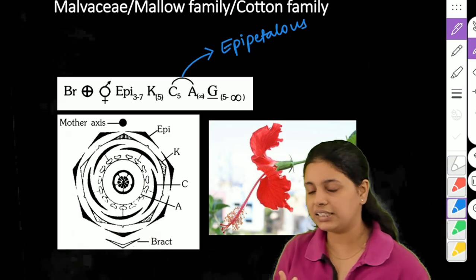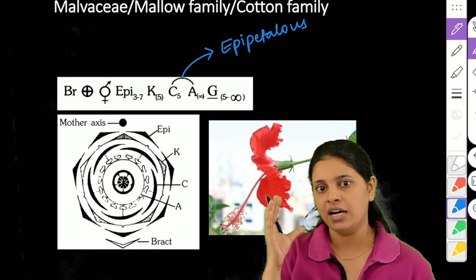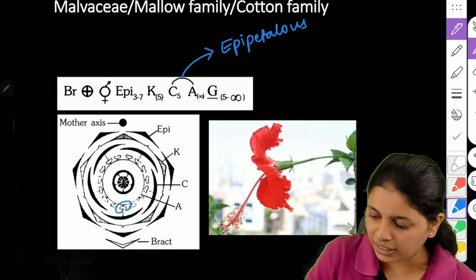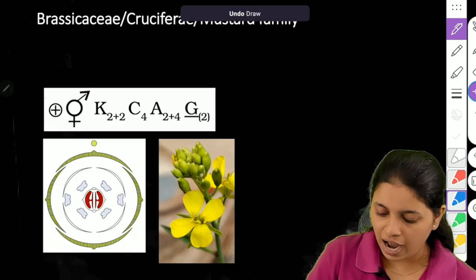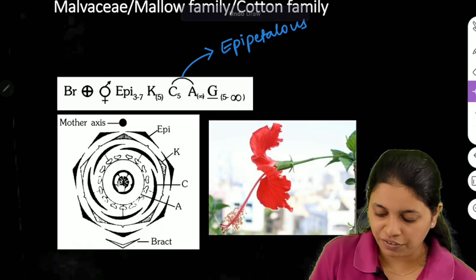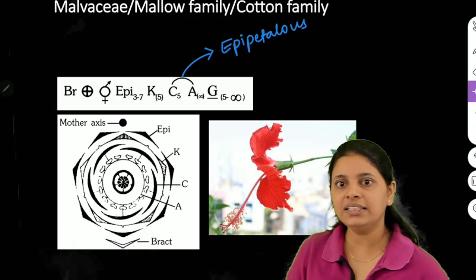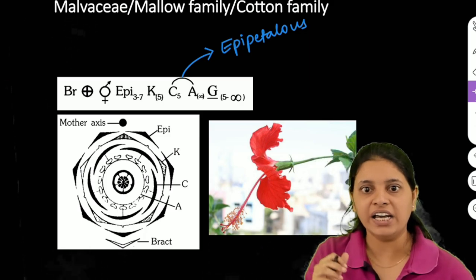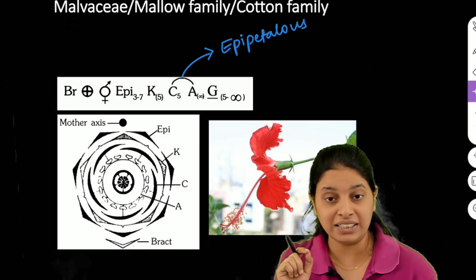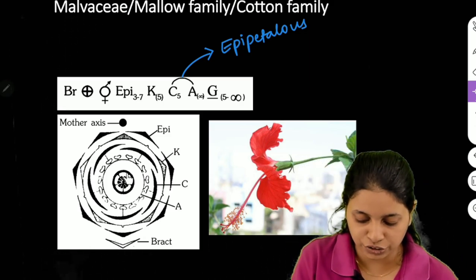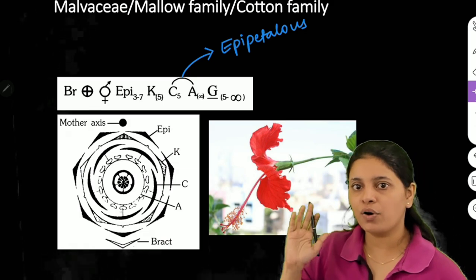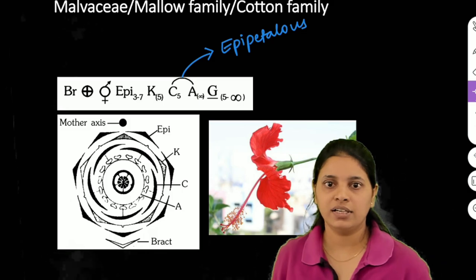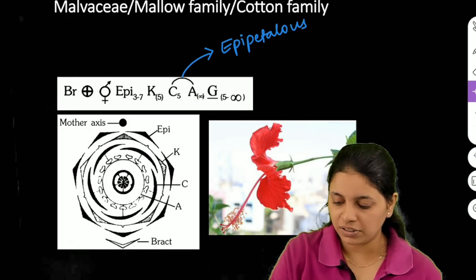Another classic example, which will be very helpful for you to imagine and understand how the 5 compartments are present, is bhindi, okra, right? When you cut okra, that is bhindi, you see the 5 compartments and the axile placentation, such arrangement, right? So remember okra, that is lady's finger, cotton, China rose, these are common examples of Malvaceae.